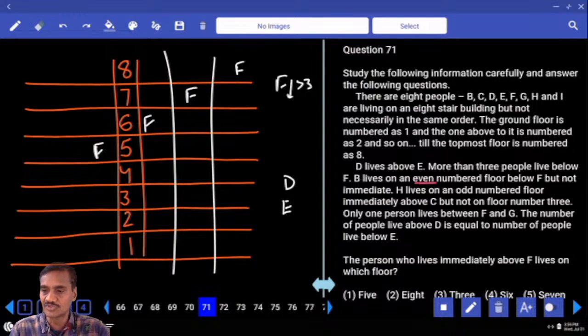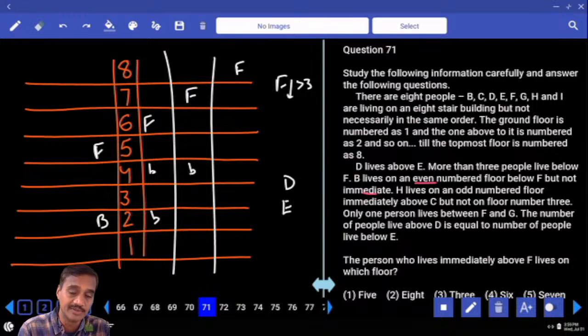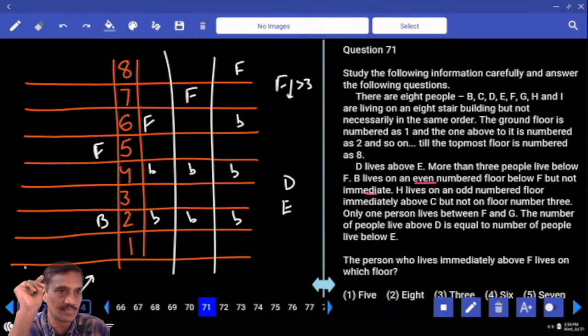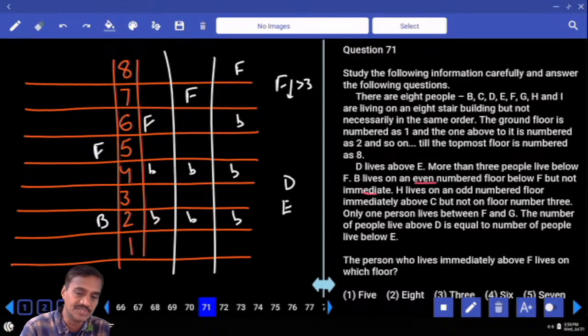And next one, B lives on an even number floor below F, but not immediate. Now B lives below F, but not immediate. Now B can be at any one of these 2 places, and here also, and B can be at any one of these 2 places. Now in this case, there are 3 possibilities for this B. Then here in this case, there is only one possibility. Wherever there is a single possibility, we need to try to fix that one. Then here, now here B it is fixed here.